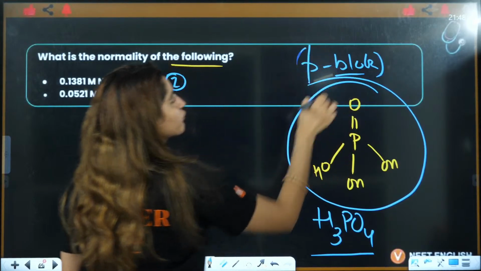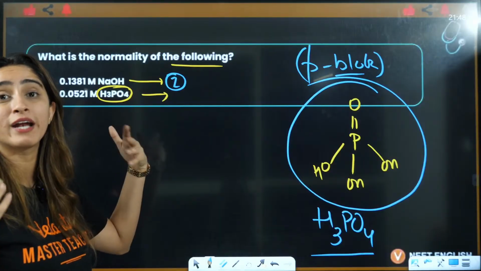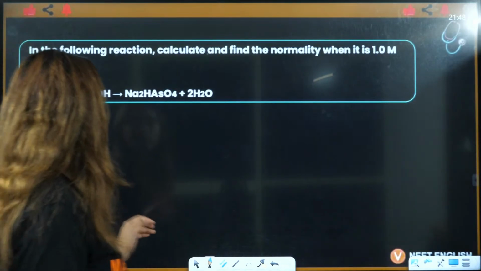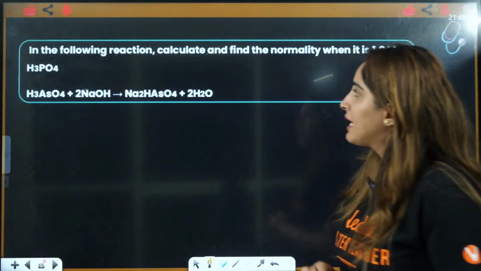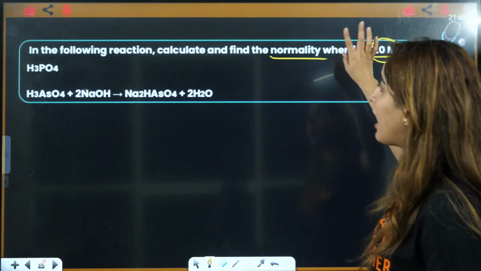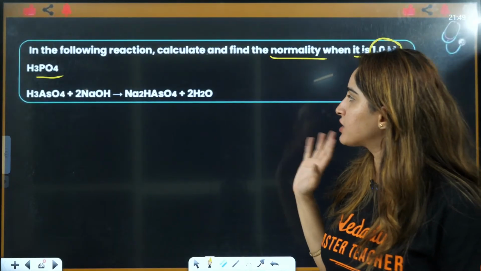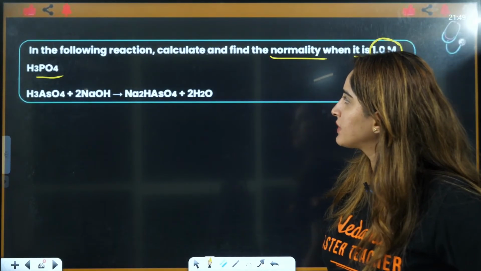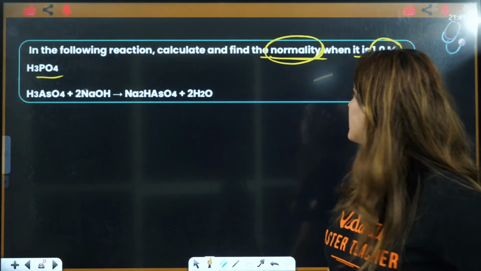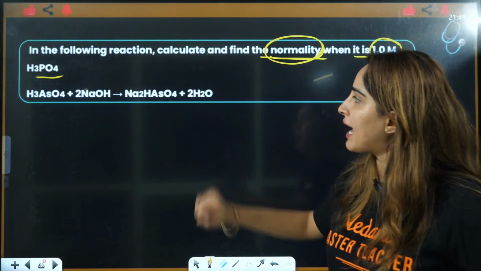That's why I told you I'm going to take up a full lecture on n factor so that these things you don't get confused very easily, right? Okay? Like here you have, in the following reaction, calculate and find the normality when 1 molar H3PO4 you have, right? Calculate and find the normality they are asking you. This is the reaction that is given to you.